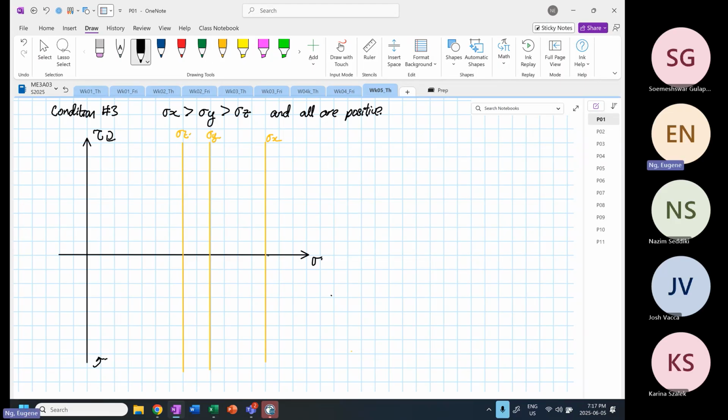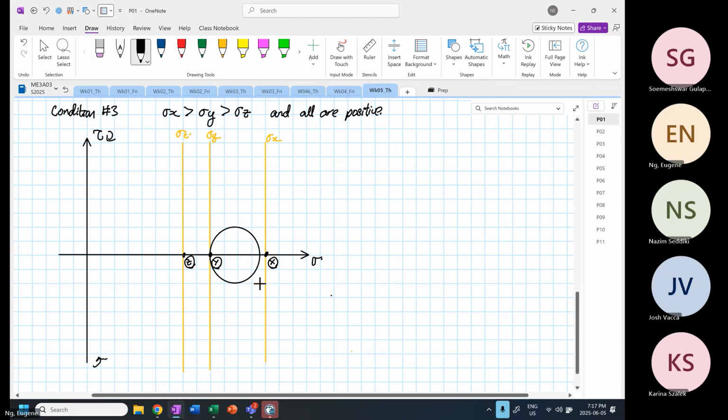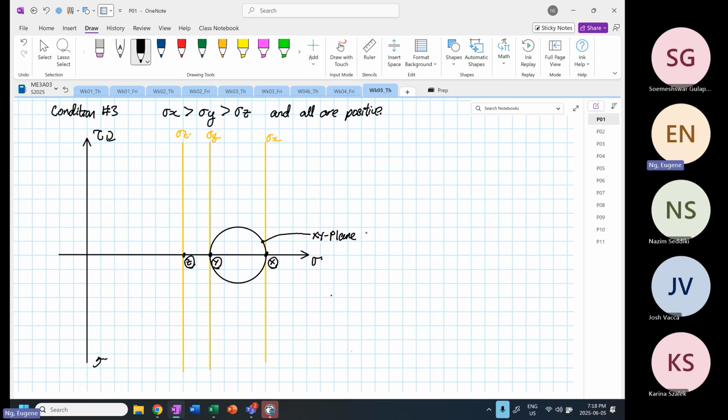And then we're going to have our stress Z line. Okay, and then over here, this corresponds to point X, point Y, point Z. And the first circle that we're going to draw, okay, this is our first circle, and this belongs to our XY plane. Again, our XY plane is our in plane.